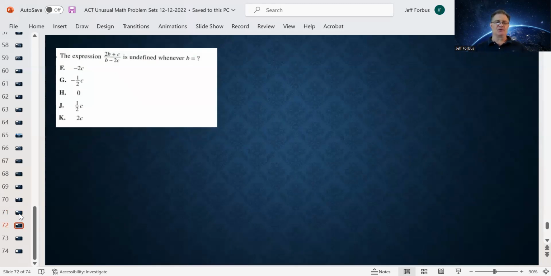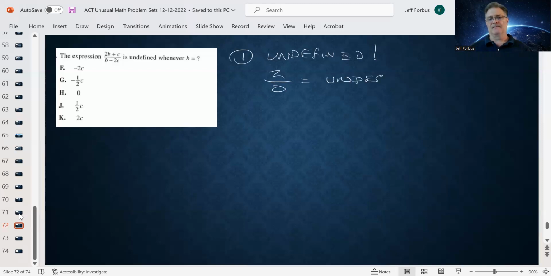The expression 2b plus c divided by b minus 2c is undefined whenever b is what? Okay. So, first of all, undefined. This is a very important topic on the ACT. The ACT loves to set up problems based on the ideology of a fraction being undefined, you know, 2 divided by 0. That's equal to being undefined. Why? Because 0 times what number can give us 2? It doesn't make any rational sense when you check your division by using multiplication. So therefore, we call it undefined.